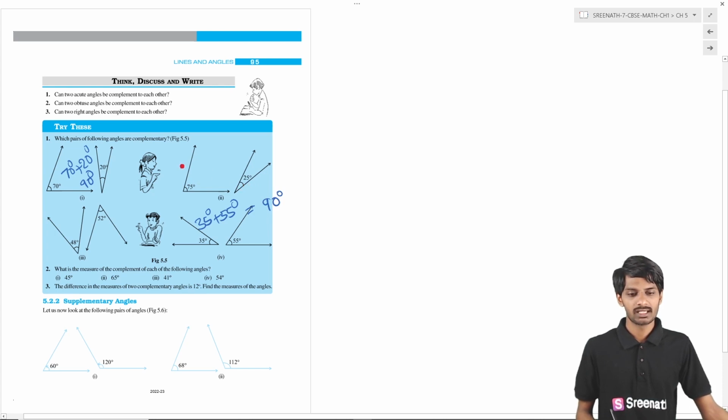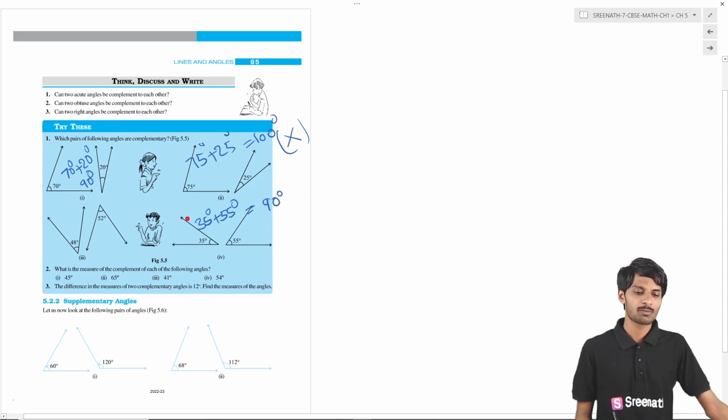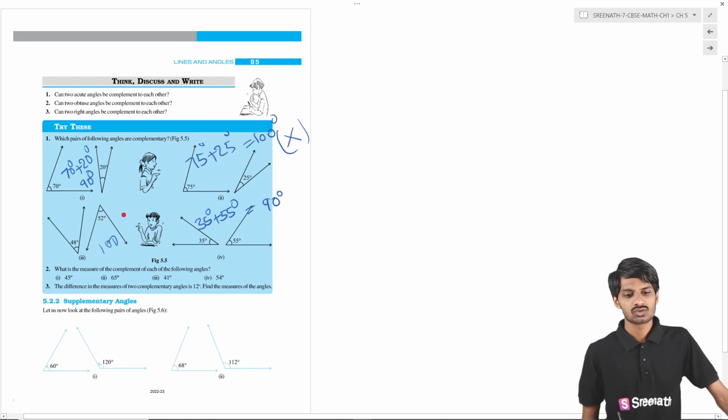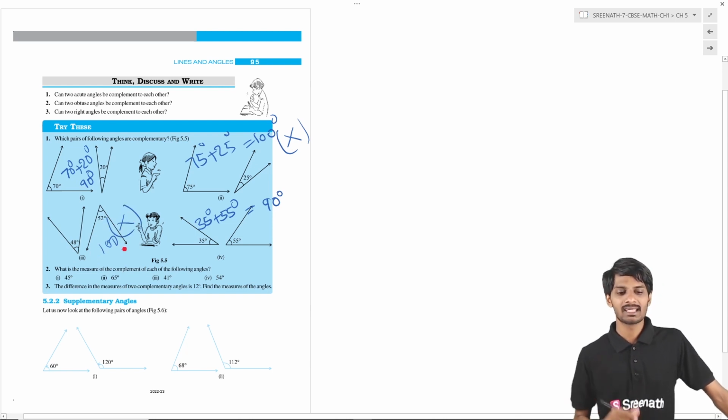75 plus 25 will give 100 degrees. So these two are not complementary angles. In this case also, these two give 100 degrees, so these are also not complementary angles, students.